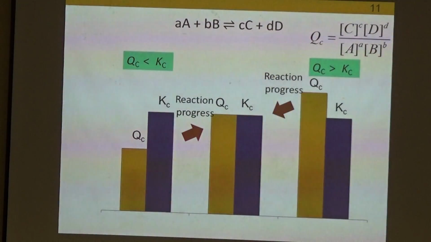One more slide just to summarize everything. Qc less than Kc, it will shift until you reach the Kc basically.